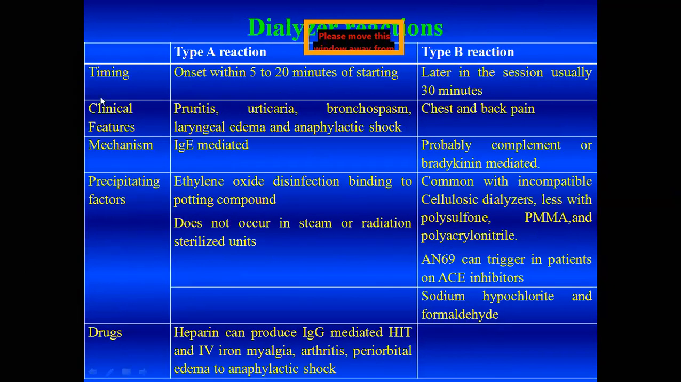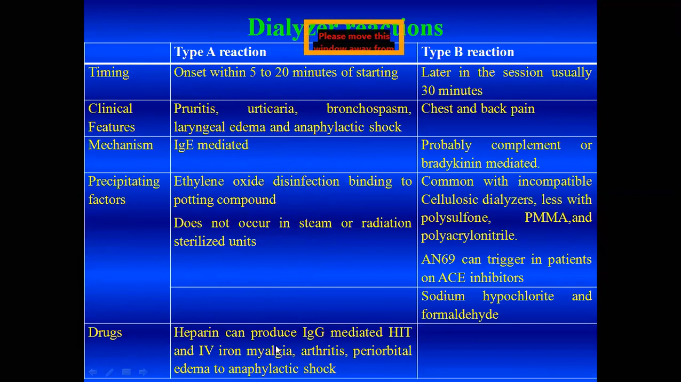Dialyzer reactions are of two types. Fortunately, they are becoming rarer and rarer. Type A, which can present with even anaphylactic shock and is IgE mediated, occurs at the start of dialysis and is usually these days due to the ethylene oxide disinfection. But most dialyzers today are now steam or gamma ray sterilized. So this reaction is becoming less and less significant.